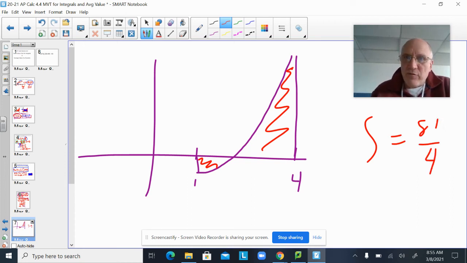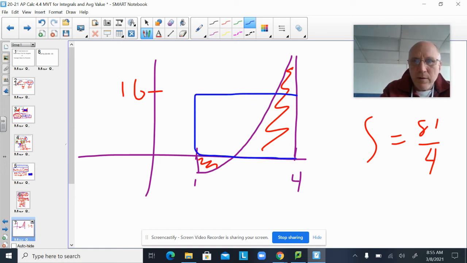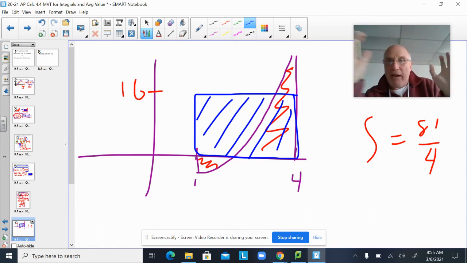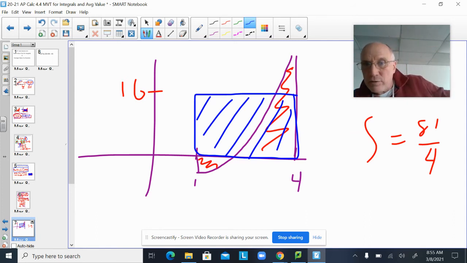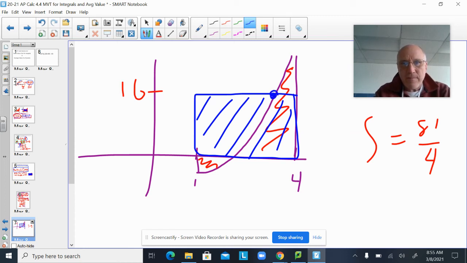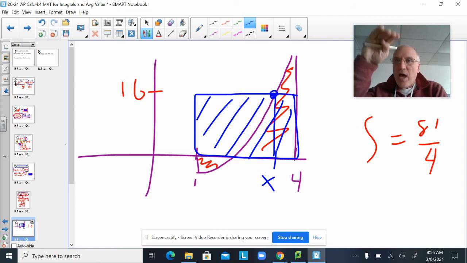What we just found, when we found the average value to be 16, remember that's the height of the rectangle. So here, there's a rectangle, and the area of that rectangle is the same as the integral. So just understand what we found. And then this question wants us to find x. So it wants us to find what value is it where the height of the rectangle is the average value.